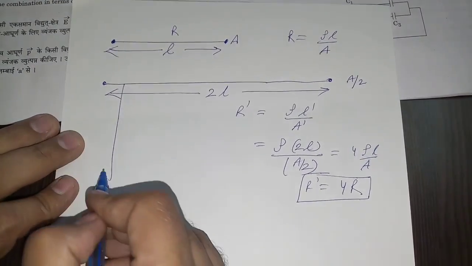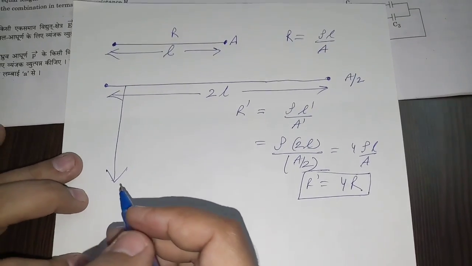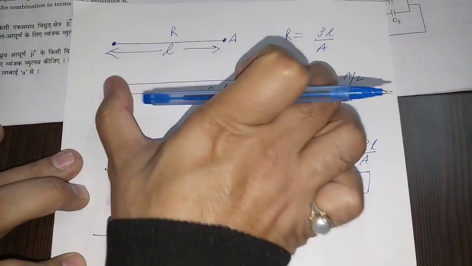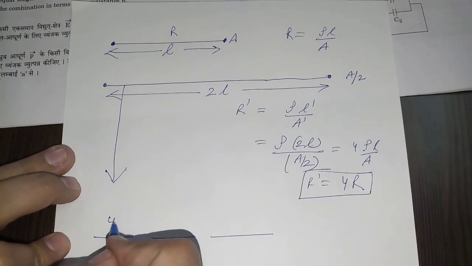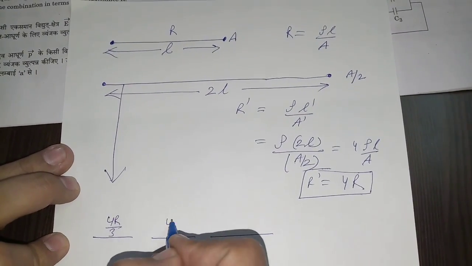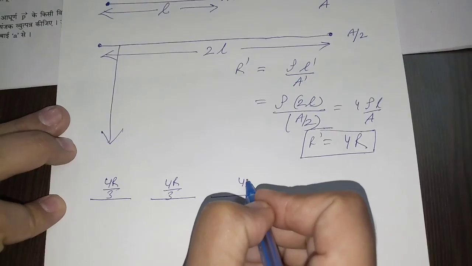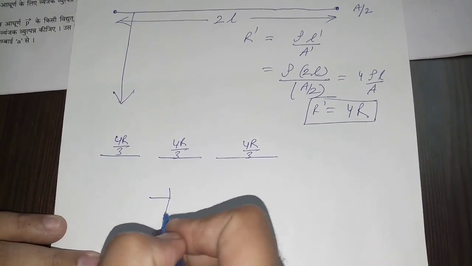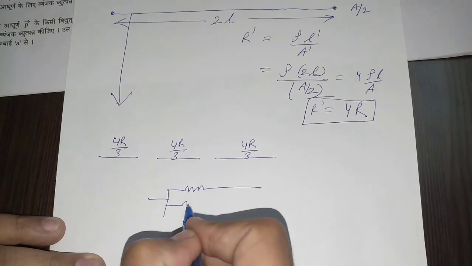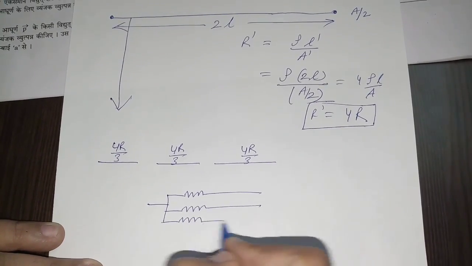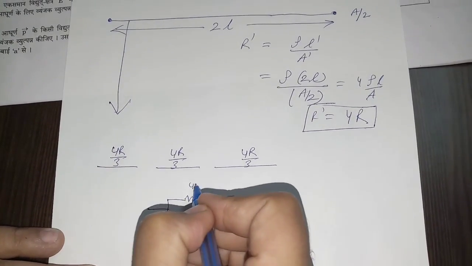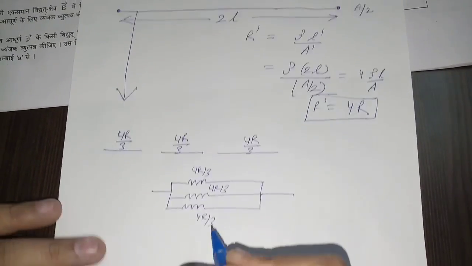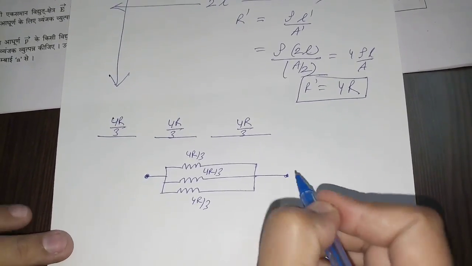Now this wire is cut into 3 pieces of equal length. It means this R dash, 4R, is divided into 3 equal parts. We can write this as 4R by 3. Now these 3 resistances are connected in parallel as per the question. So here 4R by 3 is connected in parallel.